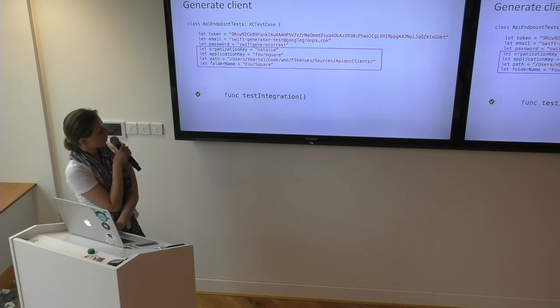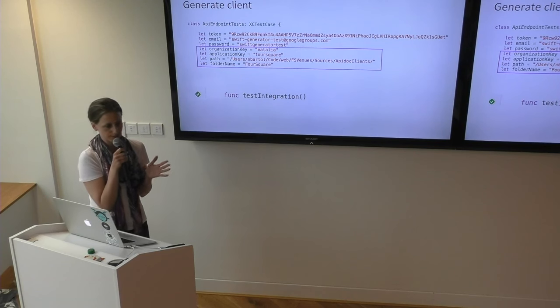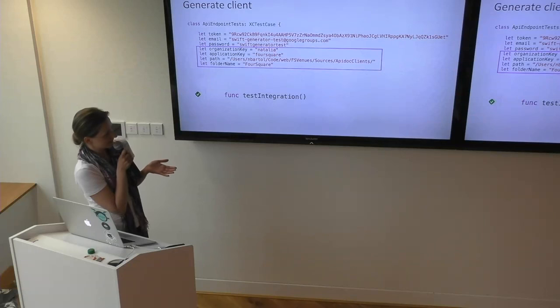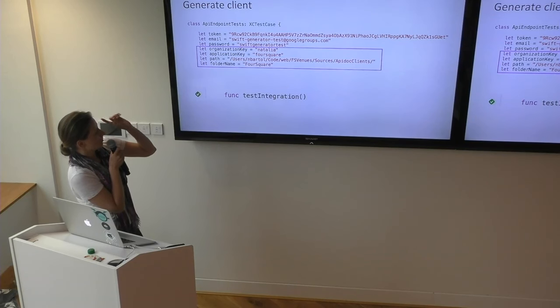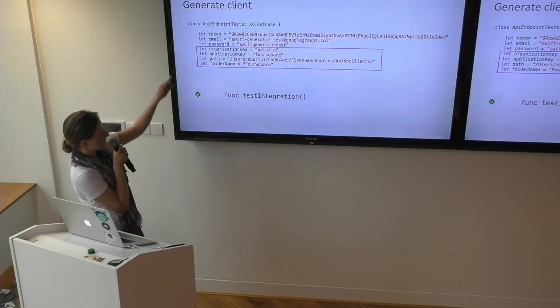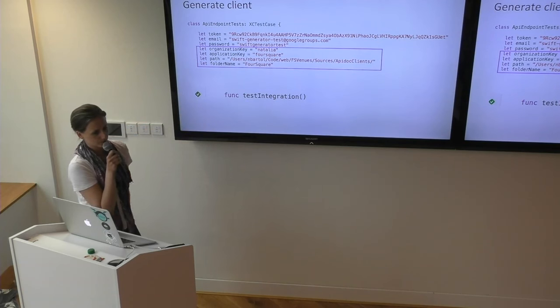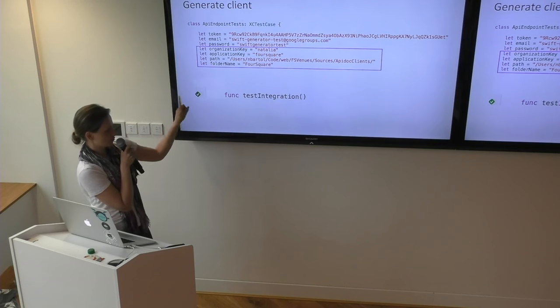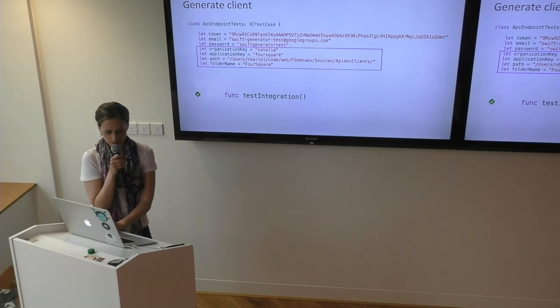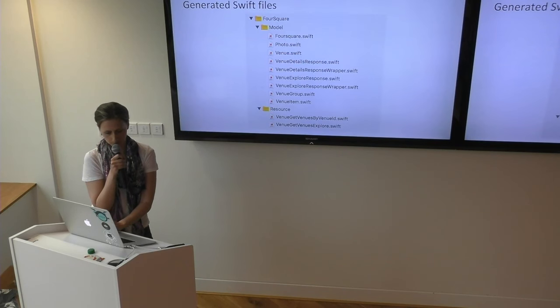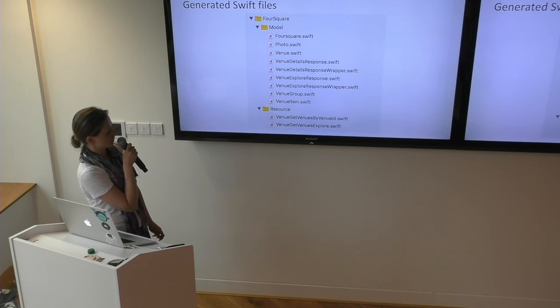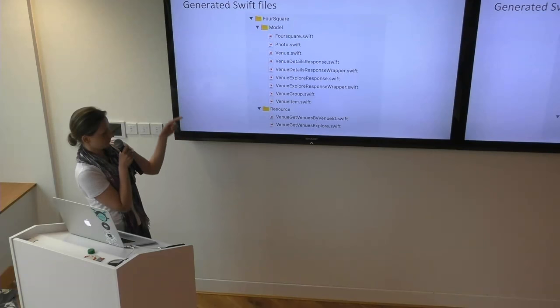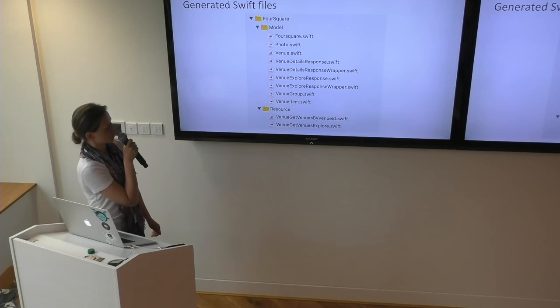So actually generating clients happens through running tests. You need to go to API endpoint tests and update a few keys. You need to update the organization key, application key, the path and folder name where you want your resources to be generated. And then you just hit run test integration. And if this succeeds, this will be the result. In the location, you will see the generated Swift file for our Foursquare API.